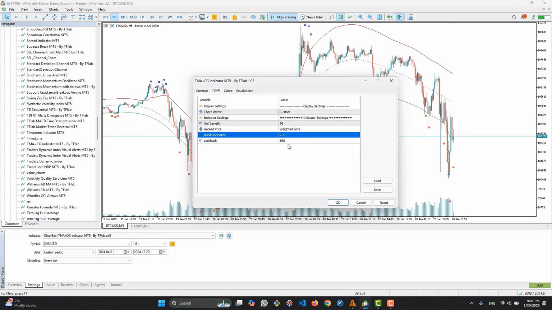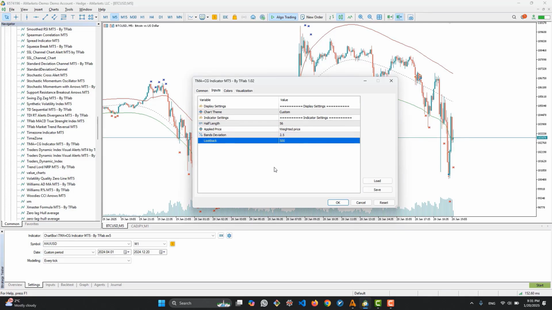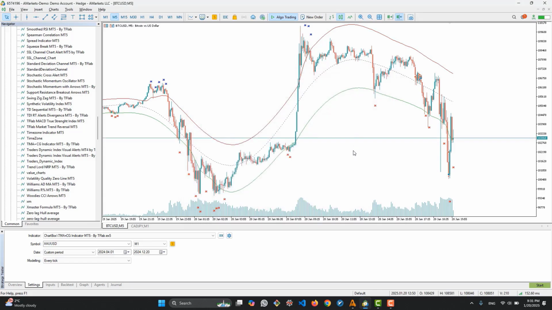The next option is the deviation, which we use to draw these two upper and lower lines relative to the TMA. The greater this amount, the more the distance of these lines from the middle line increases, and the less we set this number, the smaller the distance becomes. The last option is the number of candles that come into the chart from the past and on which the calculations are performed. Let's see a live test of this indicator on the MetaTrader 5 platform.